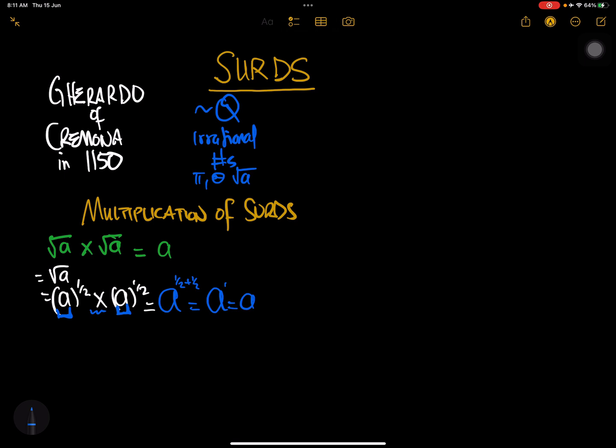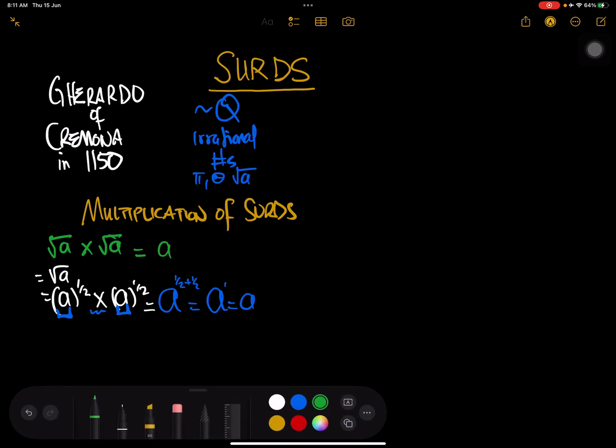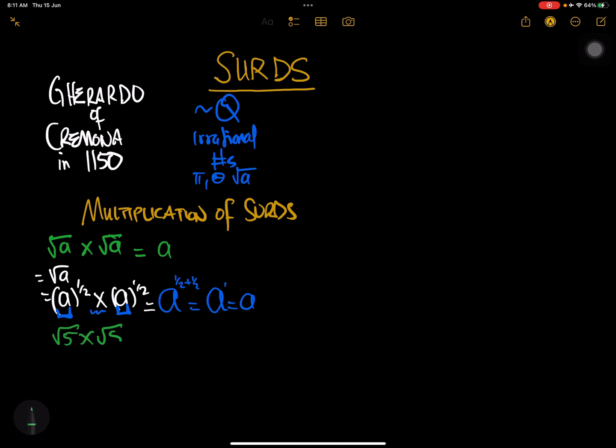So an example, if you and I are presented with a question like square root of 5 times square root of 5, you don't need to work anything. It's just 5. It's just a number without the square root. It's just 5. And then we go our way.